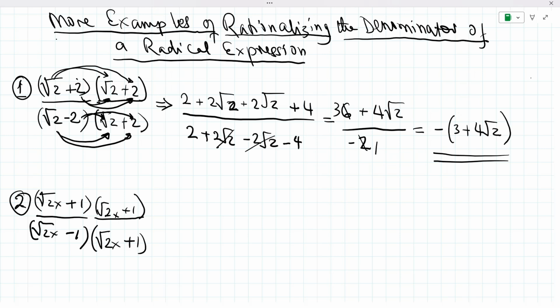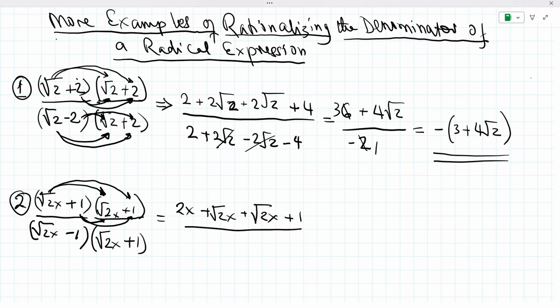And then like we did in the first example, we start distributing our elements by multiplying out these two expressions. So root 2x times root 2x will give us 2x. Then root 2x times 1 will give us plus root 2x. And then 1 times root 2x will give us another root 2x. And then 1 times 1 will give us positive 1.